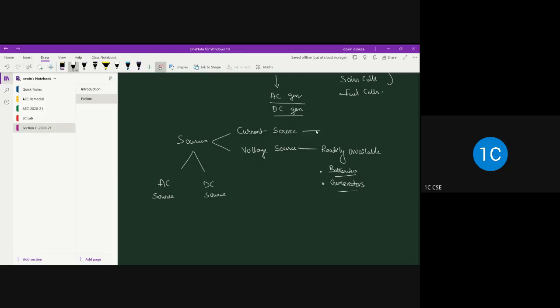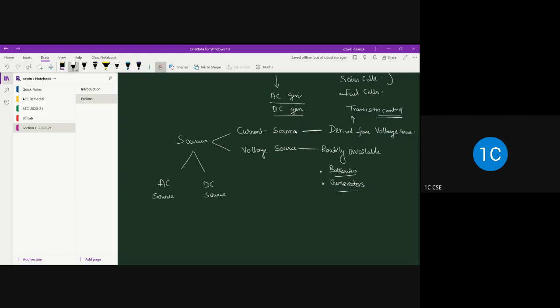What about current source? Have we come across any current source? No, we haven't come across any current source. That's because you cannot go to a shop and ask for a 2 ampere current source or a 10 ampere current source. The current sources are derived from voltage sources for specific applications. Those applications could be transistor control, etc. So only for sophisticated applications we go for current source.